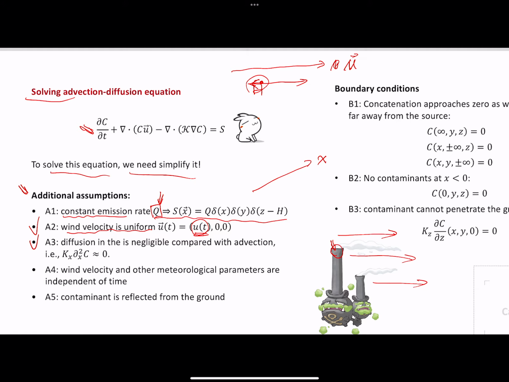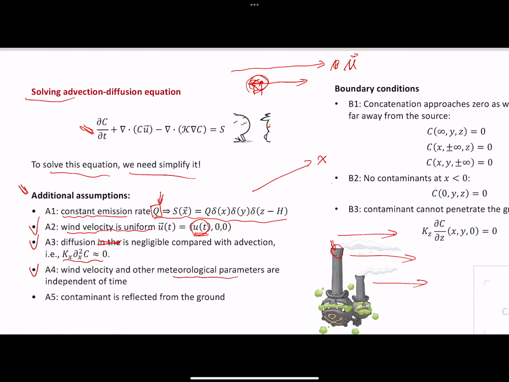So I think diffusion is negligible. Yes, I guess there's a typo. And this can be expressed like this, but in general, it means this direction can be ignored. And the fourth one is that wind velocity and other meteorological parameters, like the temperature and relative humidity, are independent of time.